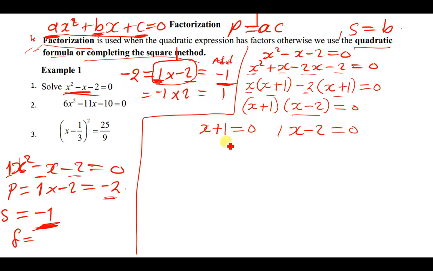We take this 1 to the other side of the equal sign. We have x is equal to negative 1. Then we take this negative 2 to the other side of the equal sign. We have x is equal to 2. So these are the solutions for this quadratic equation there. So let's quickly move on to this one here.